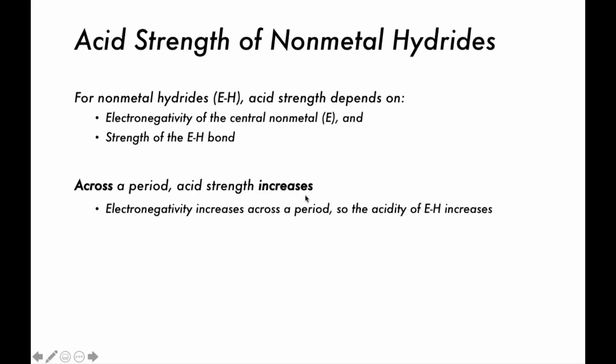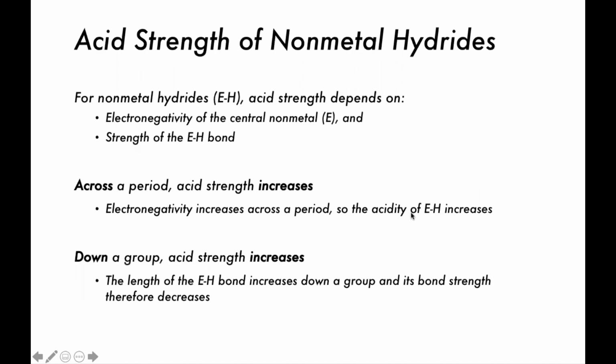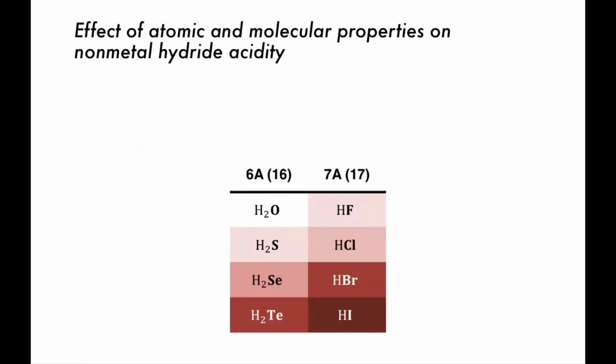So across a period, acid strength increases as electronegativity increases across a period. So the acidity of EH increases, and down a group, acid strength also increases. So the length of the EH bond increases down a group, and its bond strength therefore decreases. So non-metal hydrides are things like HF, HCl, HBr, things like that. Those are all non-metal hydrides.